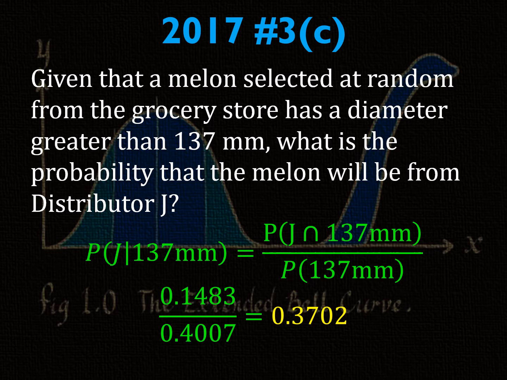You would multiply the 0.7 times the 0.2119, and you would divide that by the probability that you calculated in part B, the probability that any melon from any distributor is wider than 137 millimeters, and that gets you a conditional probability of 0.3702, which means if you know that the melon has a diameter more than 137 millimeters, there's a 0.3702 likelihood that it came from distributor J.